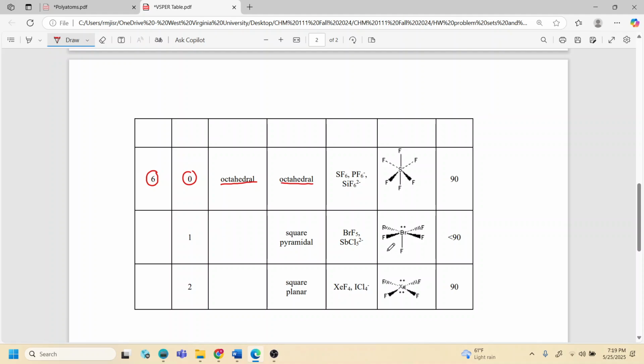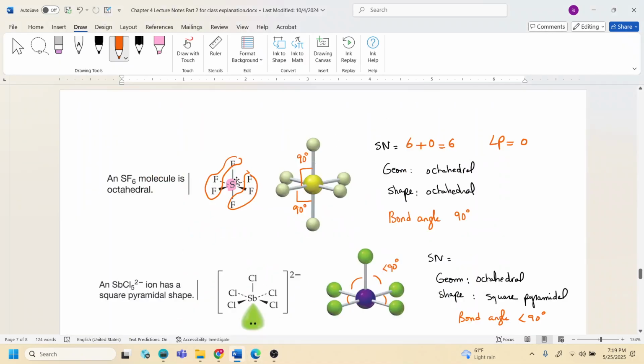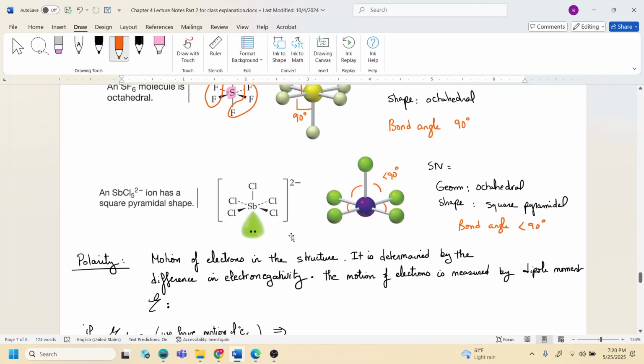And this is how you draw it. So you need to have two bonds in plane, two bonds behind, two bonds in front. This is how you draw it. Draw it exactly as you see it. So I'm drawing it as I'm seeing it there, just to put the geometry, put the shape, and put the bond angle. Now, another example is SbCl5 2 minus.